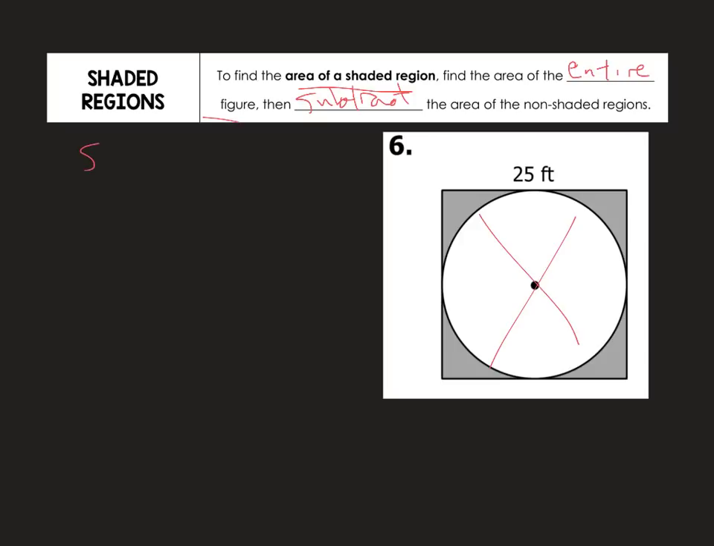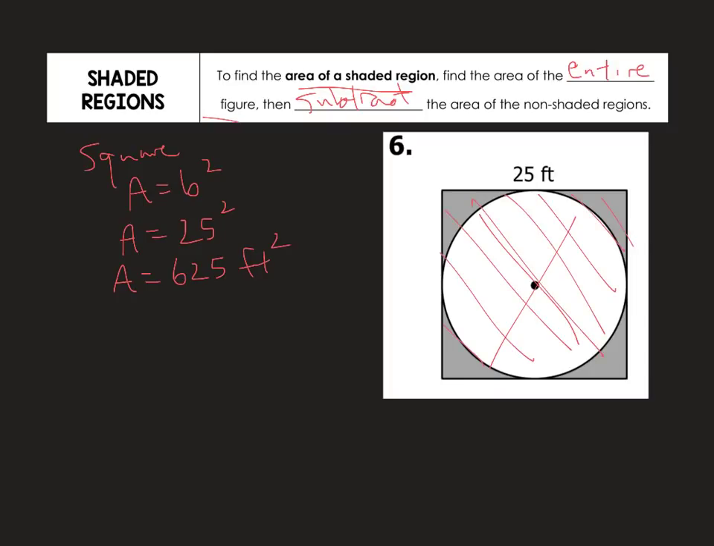So first, I notice that I have what seems to be a square. So area is equal to side squared or base squared. In this case, area is going to be equal to 25 squared. So the whole entire area is going to be 625 square feet. That's all of this. Okay. Now what we want to do is remove the circle and be left with just the gray areas.